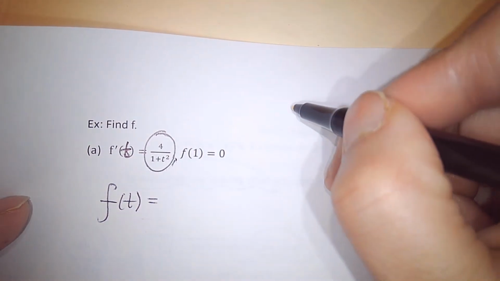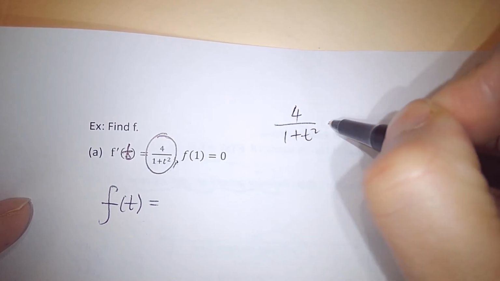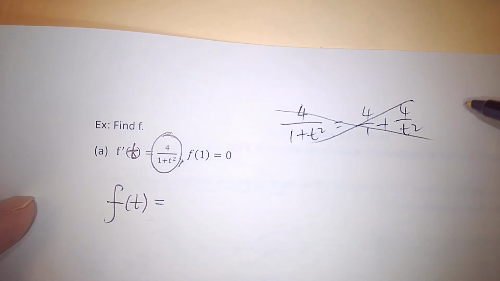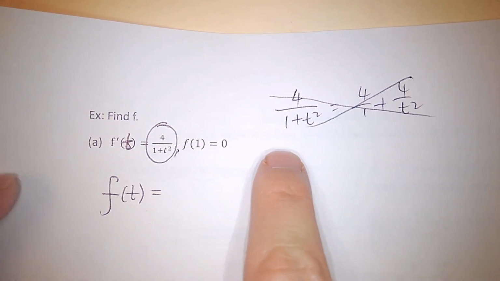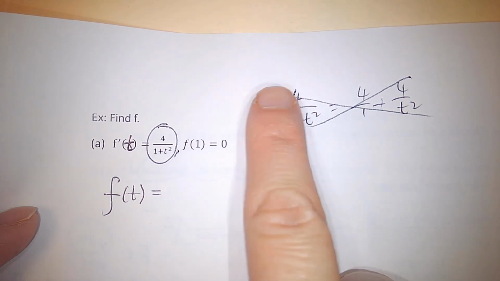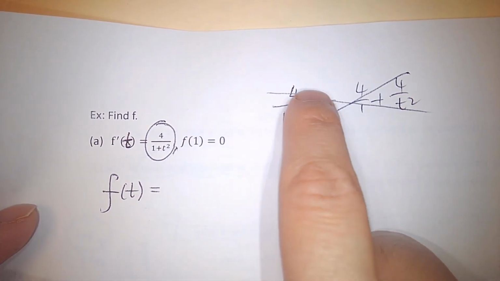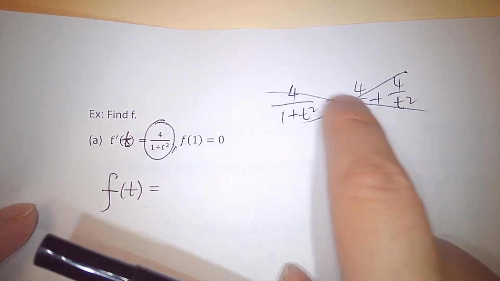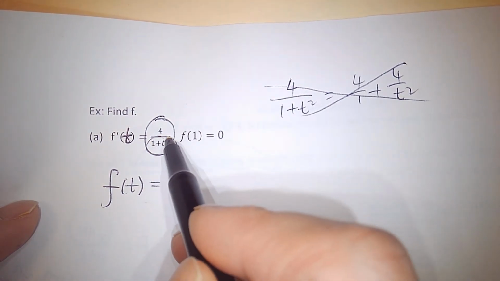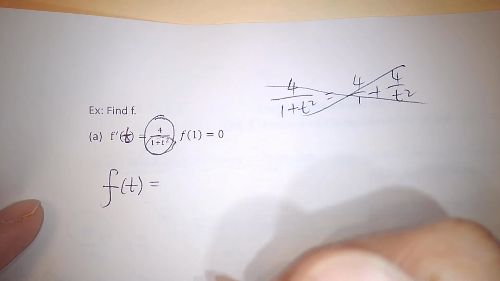Can we split 4 over 1 plus t squared by this? Yes or no? No. I thought that was a multiplication symbol. No, yeah. Only when we have one term on the denominator, then we can split. But if we have multiple terms on the denominator, we're not splitting the fractions like this. So we have to consider the 1 plus t squared as a whole thing, right?